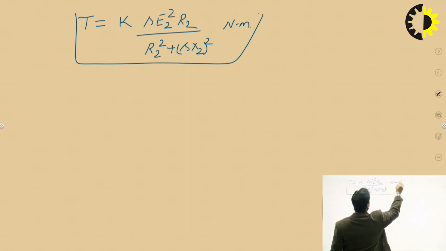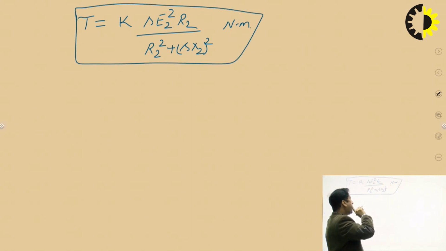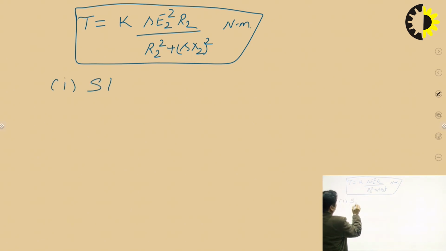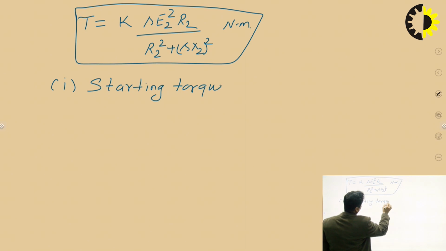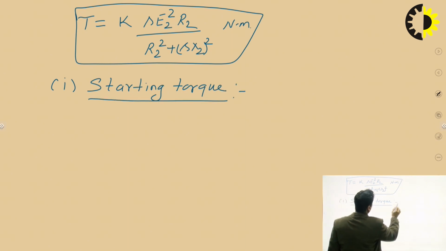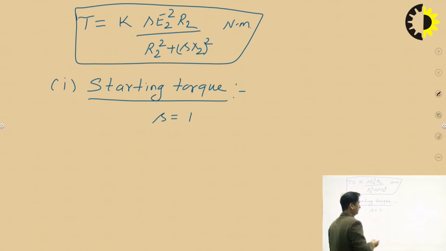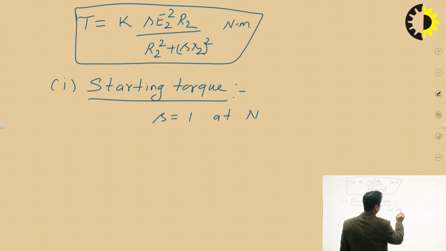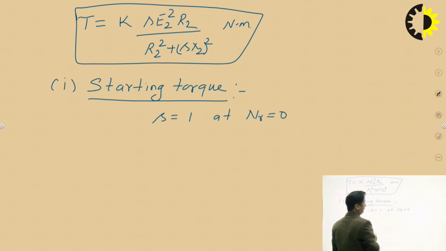Now from this torque equation, first you can find the starting torque. Starting torque means when your rotor is at standstill position. So when the rotor is at standstill, the slip must be equal to how much? Because rotor speed NR is 0, obviously the slip must be equal to 1, or unity.